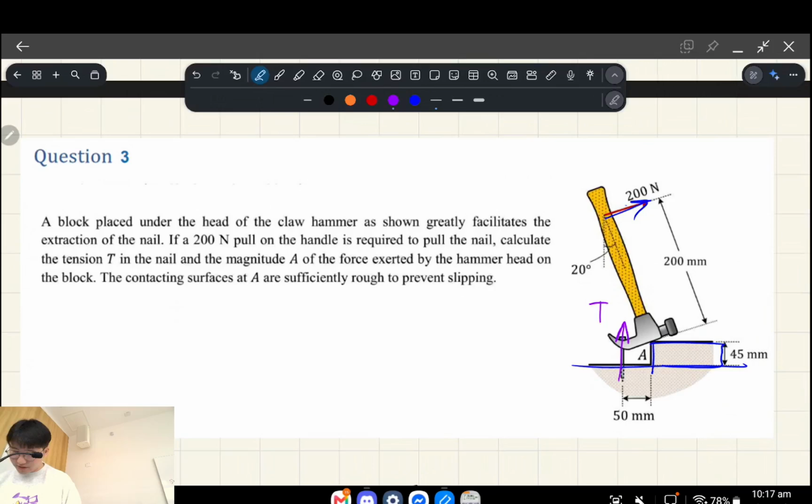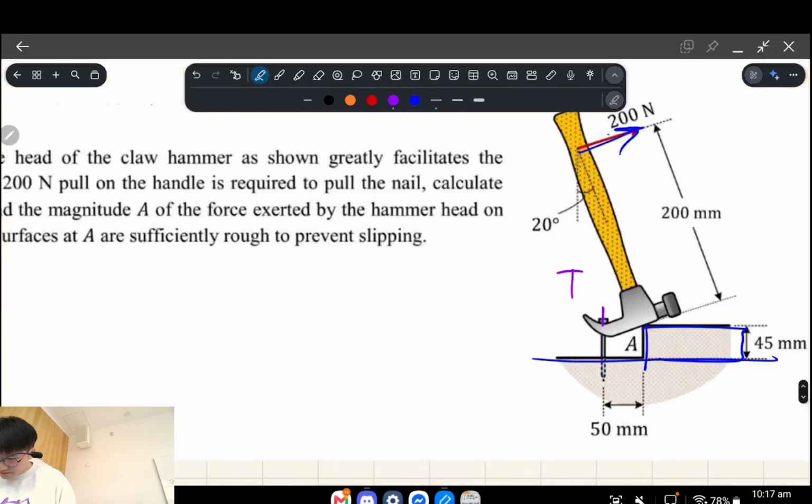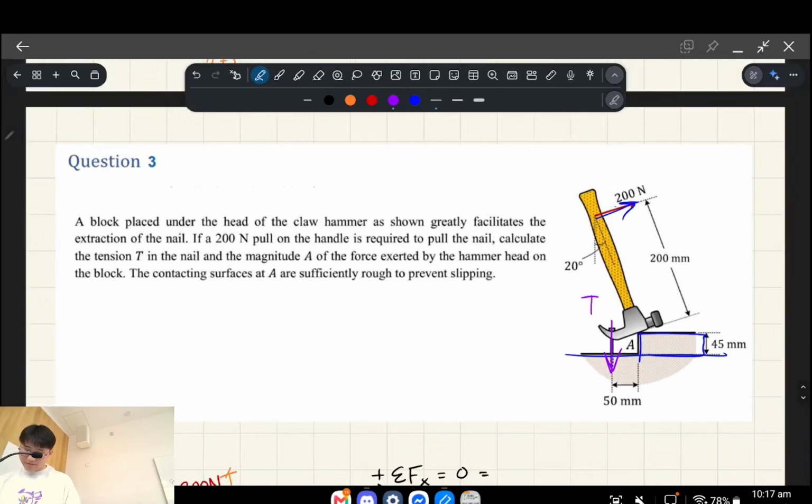Or did I do it? Sorry, wrong way. I'll explain why that's pointing down in a second. And calculate the magnitude of the force exerted by the hammerhead on the block, so in other words, a reaction. The contacting surfaces at A are sufficiently rough to prevent slipping.